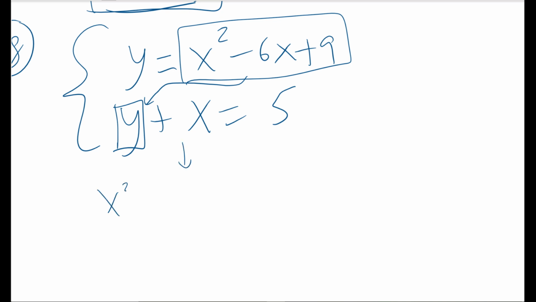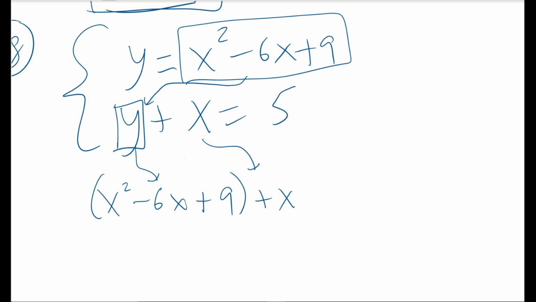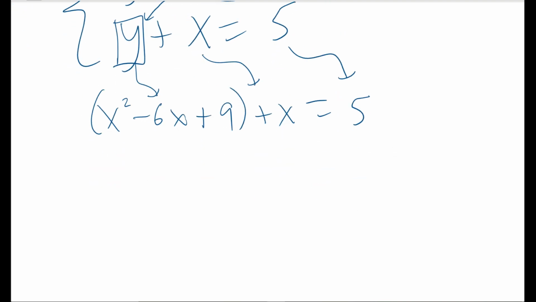So we get x squared. That y gets replaced with all of this, and then you have the plus x. So I'm just going to put this in parentheses to show you that that got plugged in for that. Plus x equals 5. There you go. There's our quadratic.